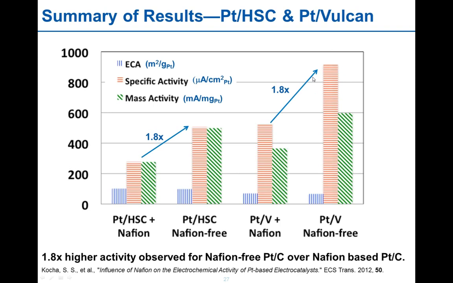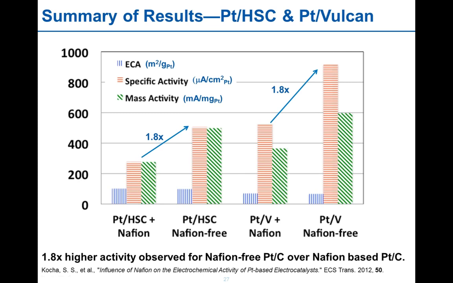So to summarize those results of Nafion studies, we looked at 2 catalysts, platinum on high surface area carbon or Ketjen black, and platinum on Vulcan. In each case, we found a 1.8 times increase when we eliminated Nafion from the ink. One of the things to note is that the ECA, the blue bars that you see, stay constant. So we had 100 meters square per gram, no matter whether we had Nafion or not. So there's no problem for protons or electrons. The improvement was in the specific activity of the red bars, which led to an increase in the mass activity.